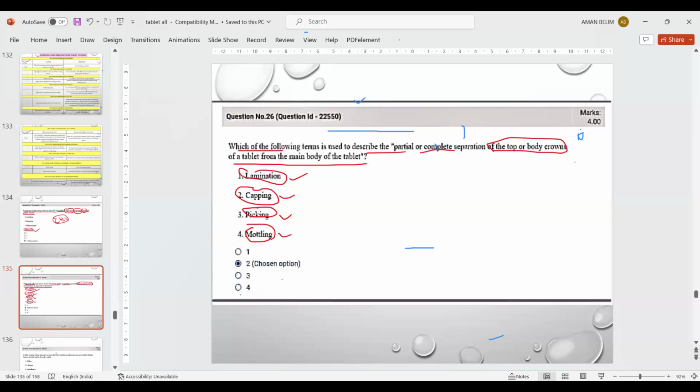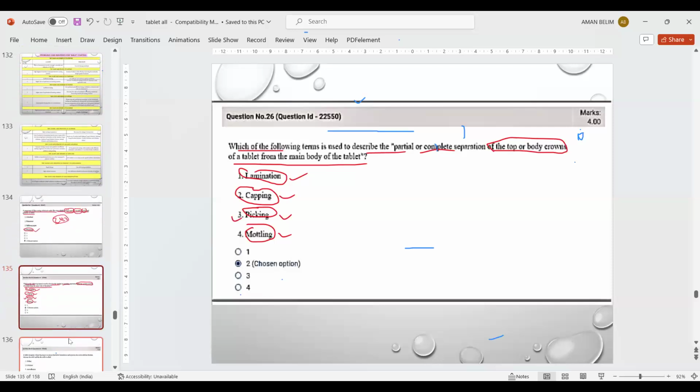When that dye is solvent soluble, during coating, your solvent will get evaporated after application of your coating solution. Simultaneously, coloring also takes place, since the coating solution also contains your coloring agent. So when the solvent evaporates during the drying after coating, this dye, being solvent soluble, will also travel with your solvent on the surface of the tablet. And that's why it will show unequal distribution of the color. That is mottling, okay? And picking, what is picking?